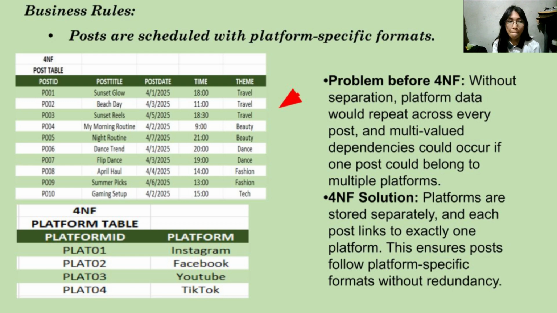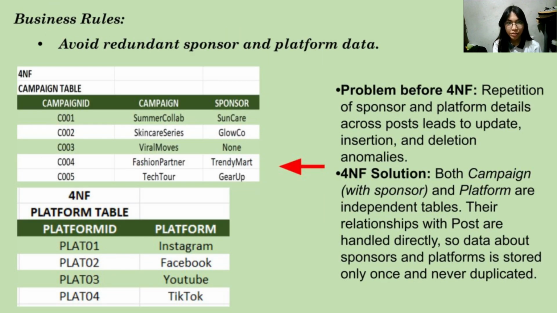And lastly, business rule number 5: avoid redundant sponsor and platform data. Problem before 4NF: repetition of sponsor and platform details across posts leads to update, insertion, and deletion anomalies. 4NF solution: both campaign with sponsor and platform are independent tables. The relationships with posts are handled directly, so data about the sponsors and platforms is stored only once and never duplicated. So this was one of the biggest issues in the unnormalized table.